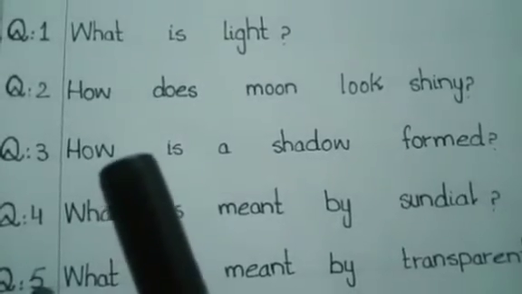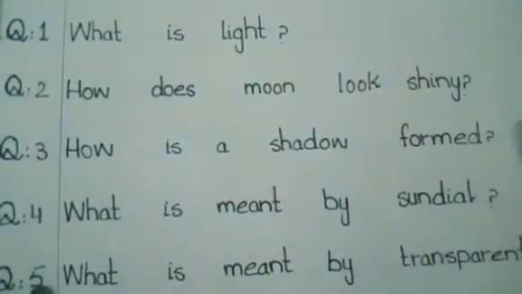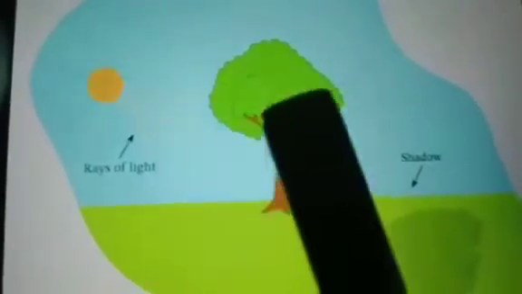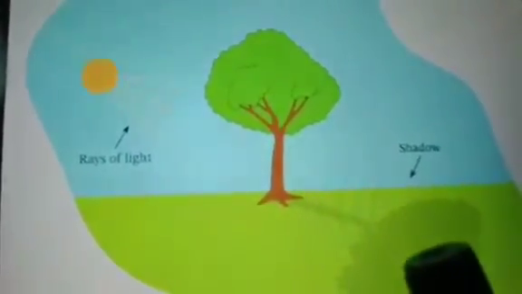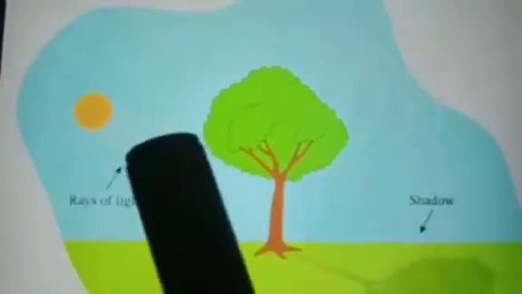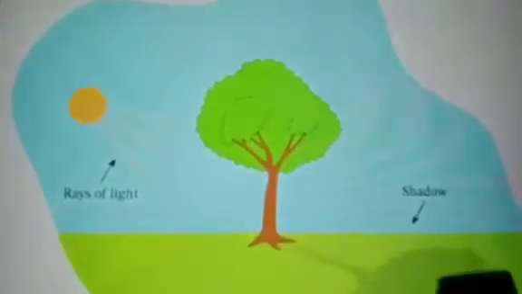The question number 3 is, how is a shadow formed? When path of light is blocked by something, a shadow is formed. Look in this picture. When sun rays is blocked by the tree, a shadow is formed.